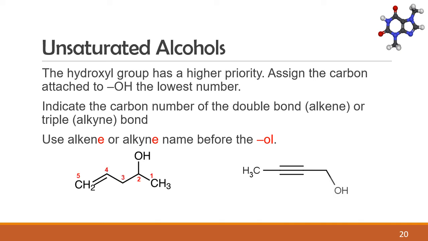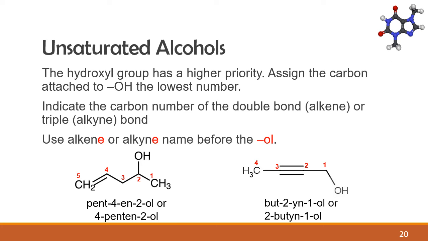This alcohol has 5 carbons, so we name it pentanol. The numbering is from right to left so that the OH will have the lowest number. The double bond is located in C4, so the full name is pent-4-en-2-ol. This other alcohol has 4 carbons. It has a triple bond, so we name it butynol. The OH group is in C1 and the triple bond is in C2, so the full name of this alcohol is butyn-1-ol.